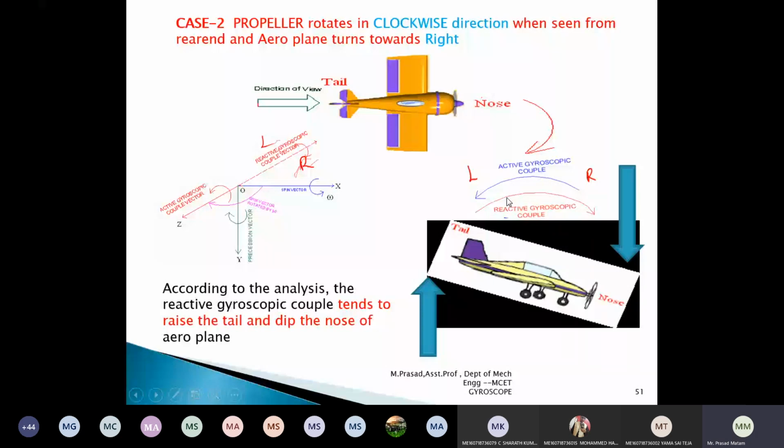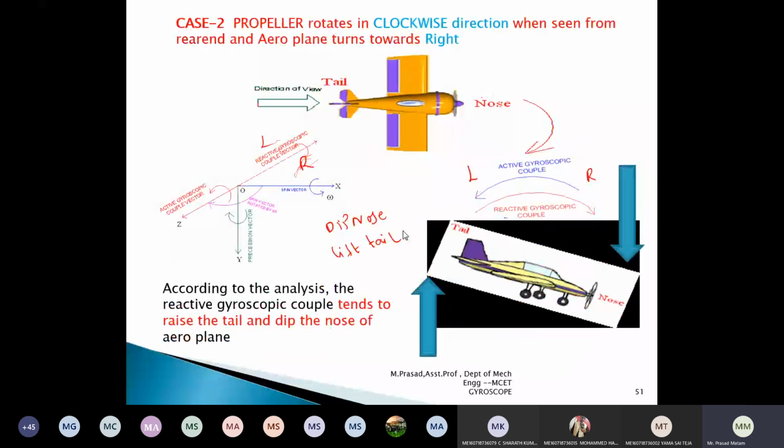Now can anyone tell what the gyroscopic effect is here? You can see the diagram where the arrow mark is pointing towards the nose side, which means it is acting downwards. Here the nose is dipping and the tail is rising. The gyroscopic effect here is to dip the nose and lift the tail. This is the gyroscopic effect for case 2. Okay. Now let us go for case 3.